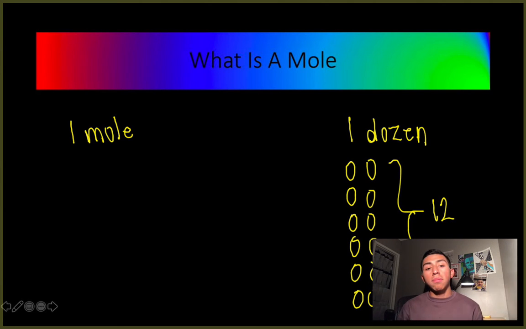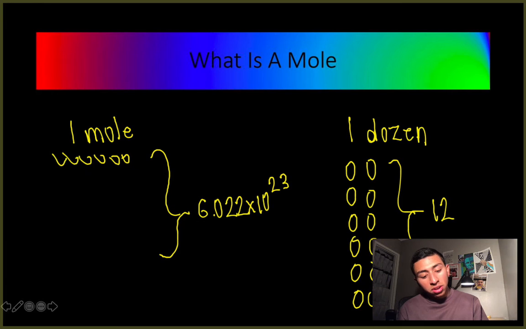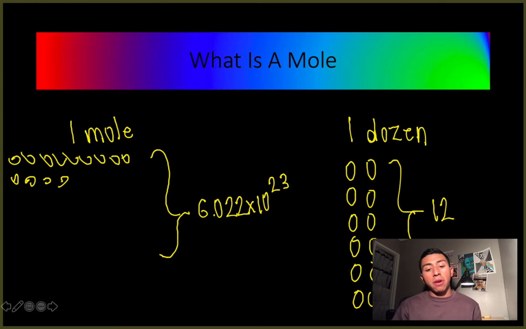Now, if I have 1 mole of donuts, you have not 12, but you have 6.022 times 10 to the power of 23 donuts. So you have way more donuts. I'd be drawing donuts for an entire day if I drew out 1 mole of donuts, right? So that's really all it is. It's a unit of amount.